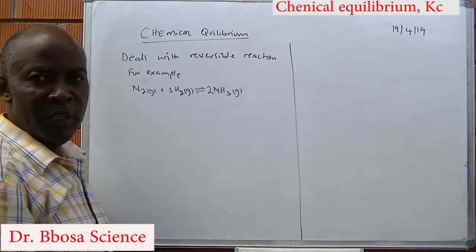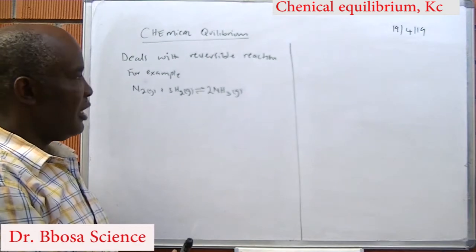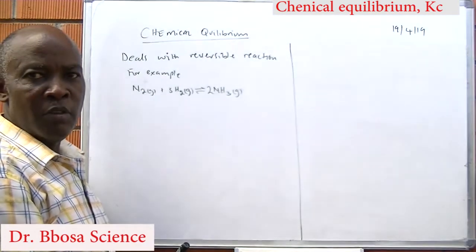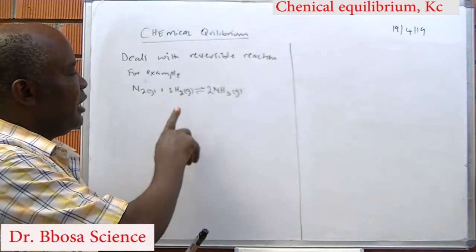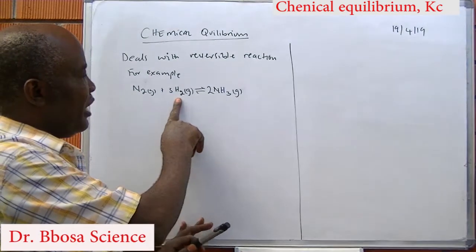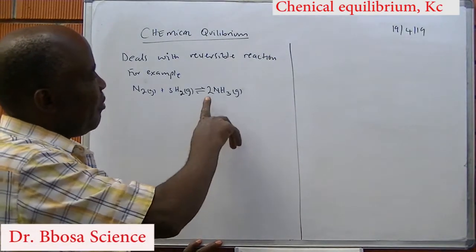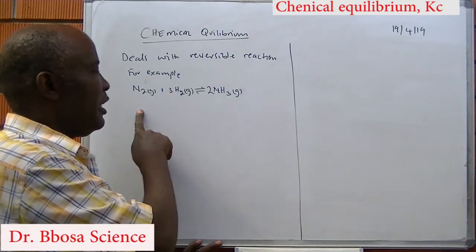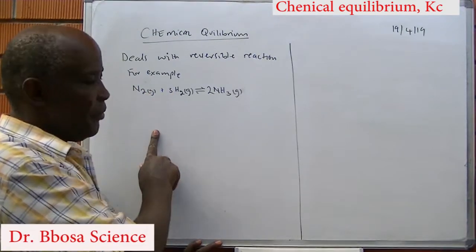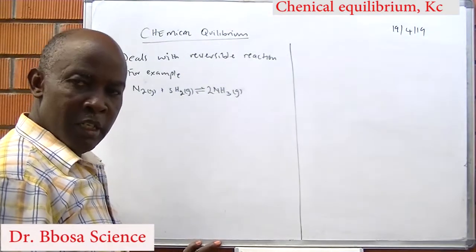Chemical equilibria deals with reversible reactions. For example, nitrogen gas reacts with hydrogen gas to form ammonia gas. When ammonia gas is heated, it decomposes to form hydrogen and nitrogen. Such a reaction is said to be reversible.